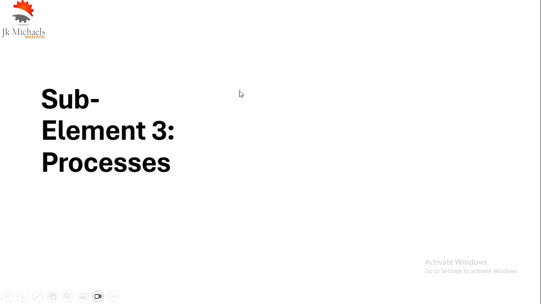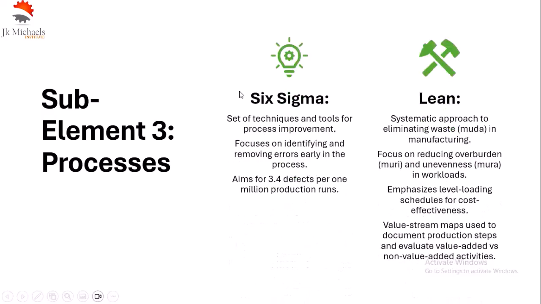Now let's look at sub-element 3, which is our processes. We have Six Sigma, which is a set of technical tools for process improvement. The goal is to identify and remove errors in very key processes and early enough in the process. And the target for Six Sigma is that in every million production runs, we should have 3.4 defects.